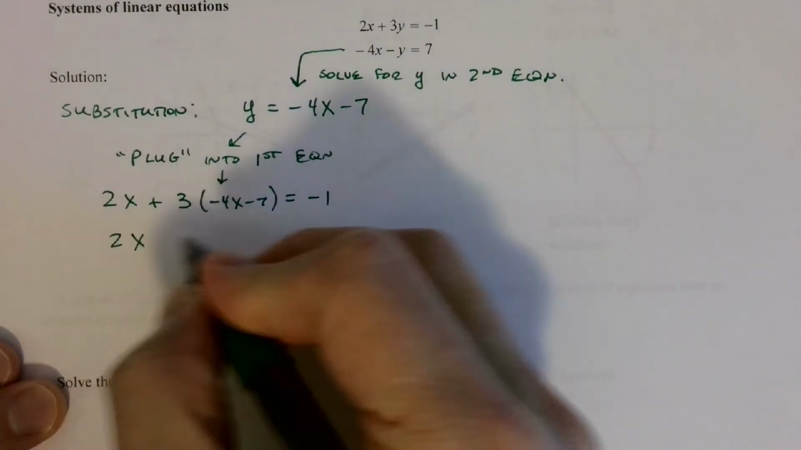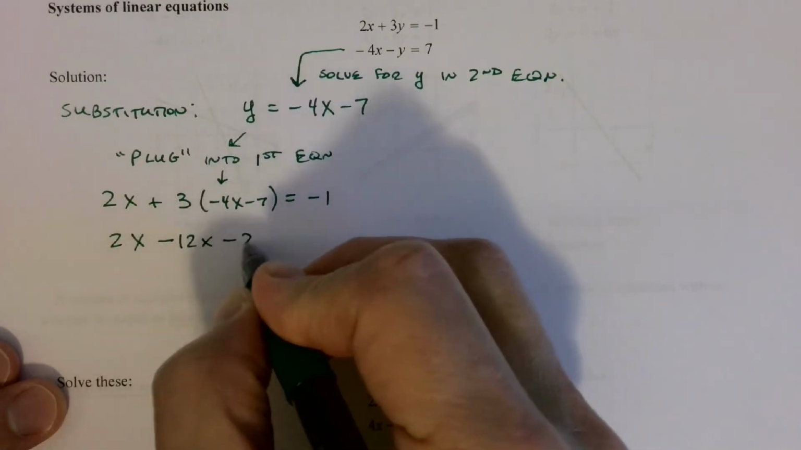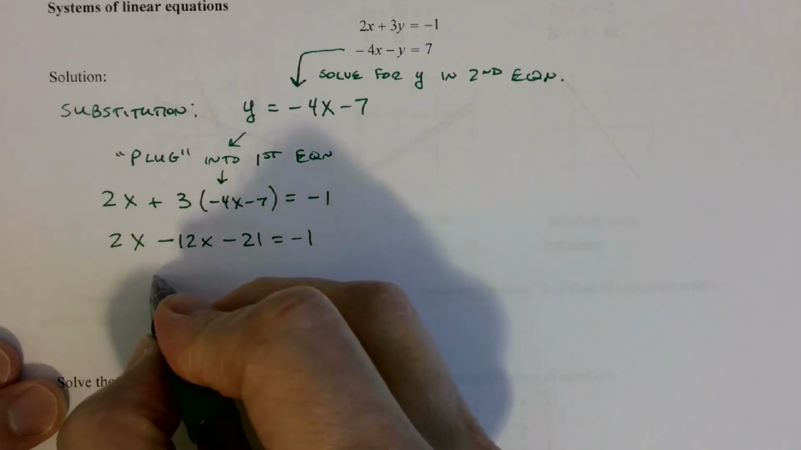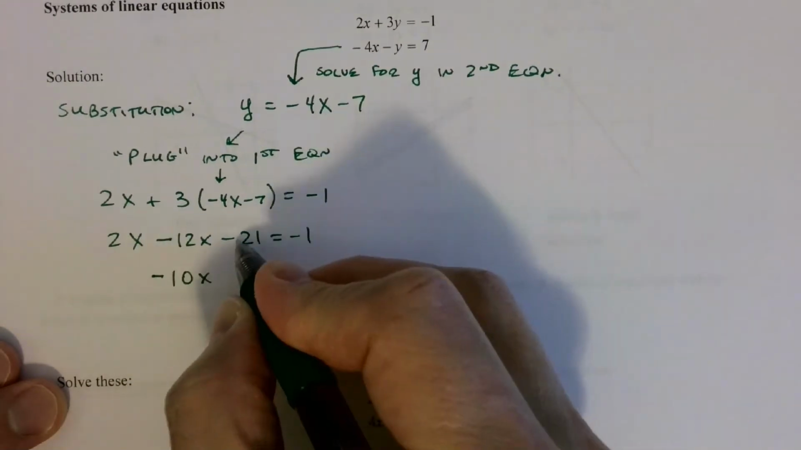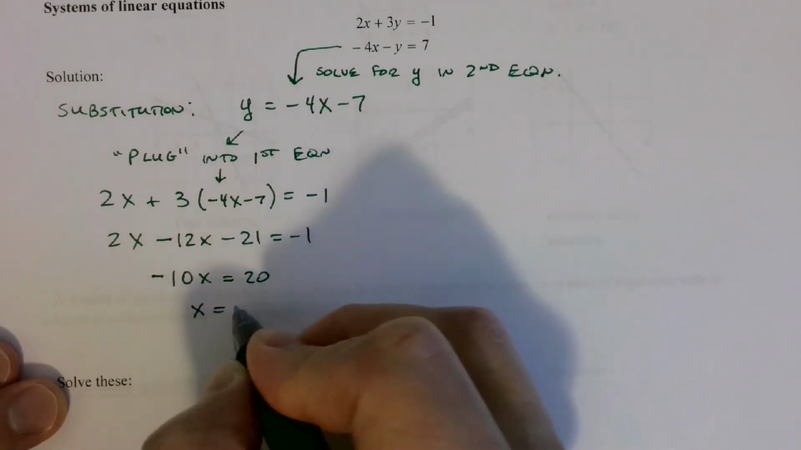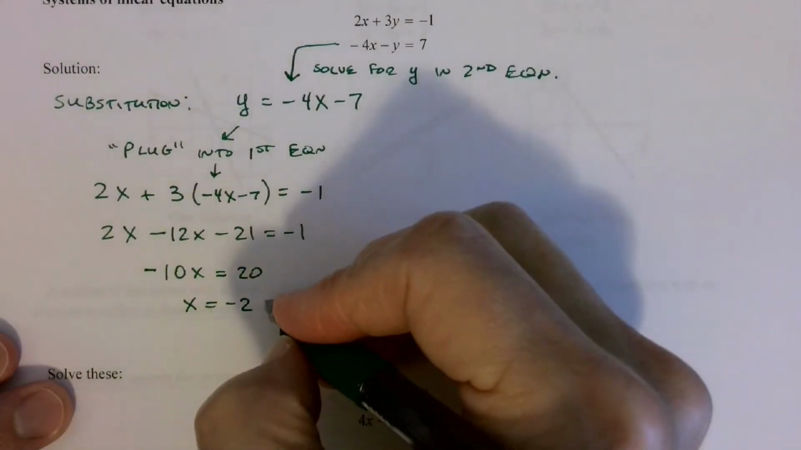I can solve for x. Distribute the 3, I get negative 12x minus 21 equals negative 1. 2x minus 12x is negative 10x. Add 21 to negative 1 gives me positive 20, and so I get x is negative 2. Okay? So the value of x being negative 2, what's the value of y?